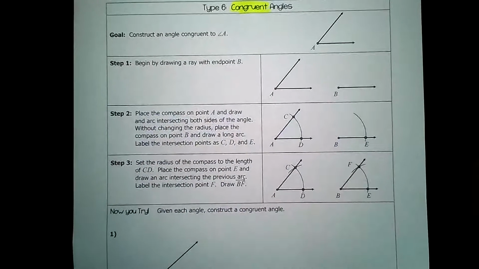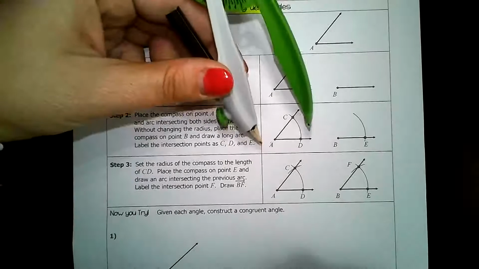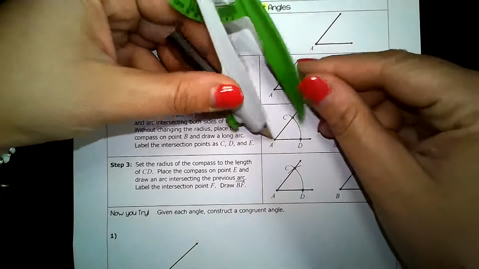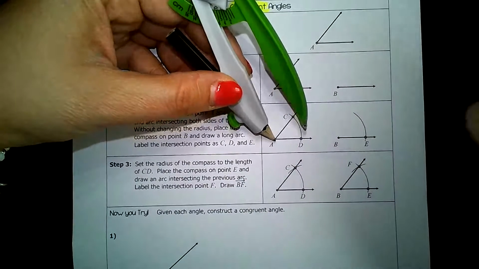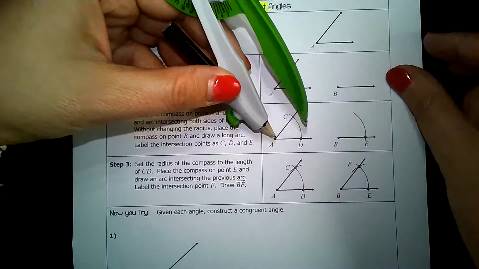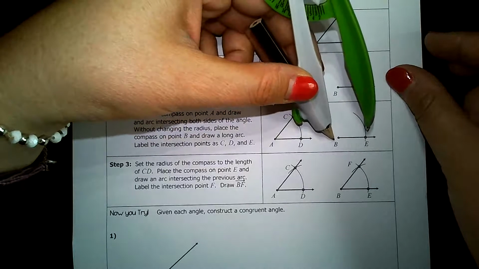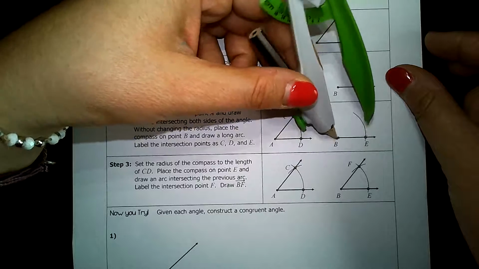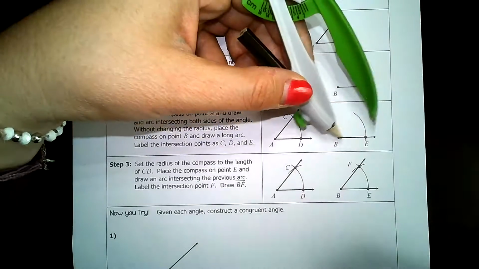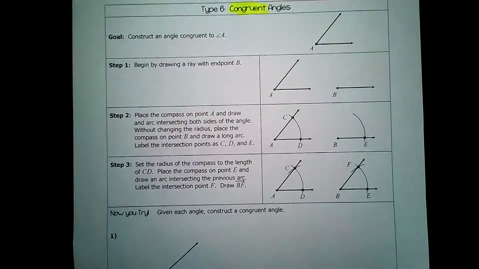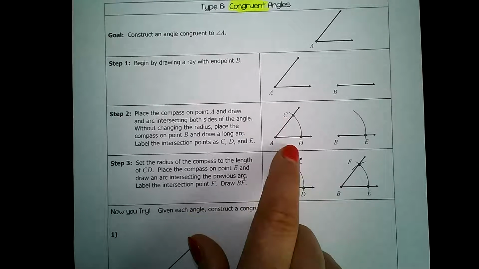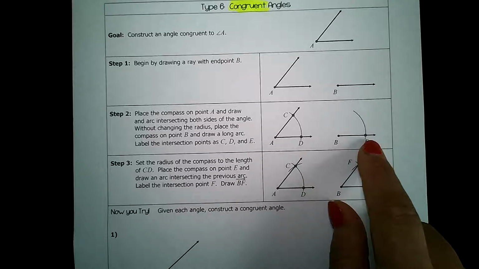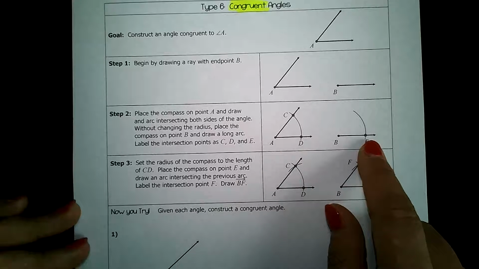Step 2, place your compass on point A and draw an arc that intersects both sides of the angle. Then, without changing that radius setting, place the compass on point B and draw a long arc that resembles the arc you just made. Okay, and then label your points. We're calling this arc intersection C and intersection D, and then over here on the second angle, intersection E.